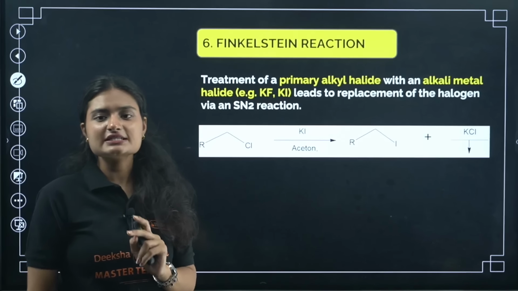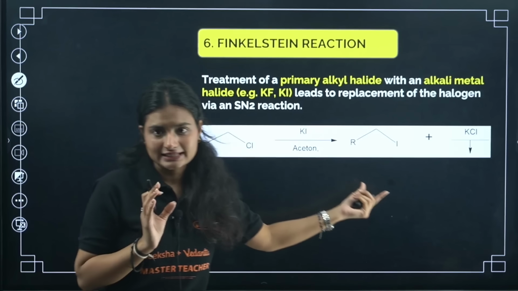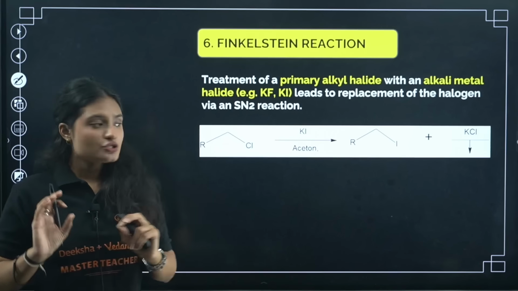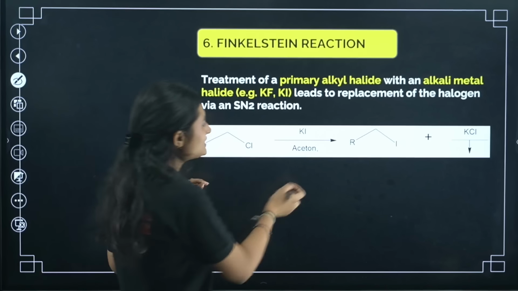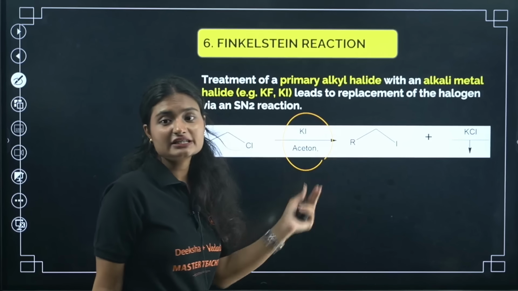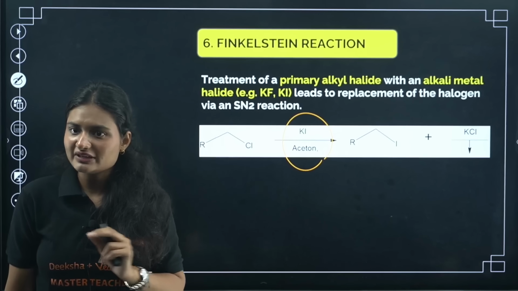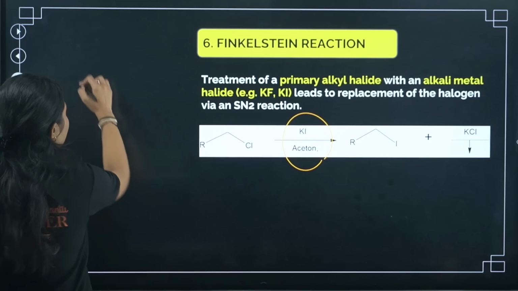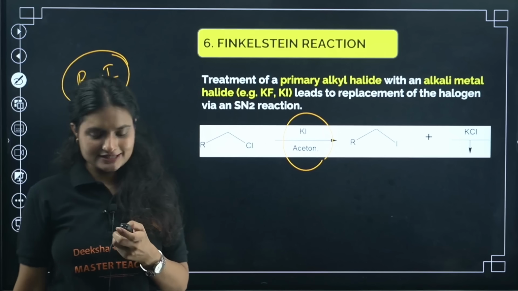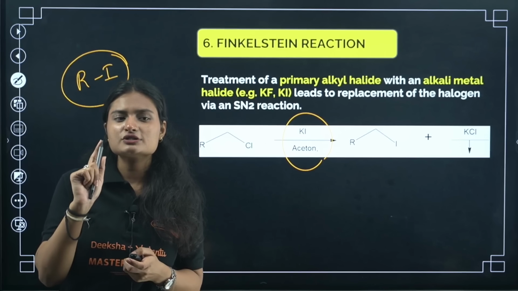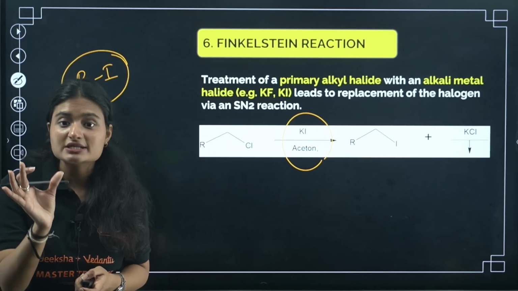Now the next reaction is Finkelstein reaction. The Finkelstein reaction is used for the preparation of iodoalkanes. You are given chloro or bromoalkanes, and when they are treated with KI in acetone, we get iodoalkanes. That is the reaction. Simple. Now the next reaction, yes, we have a similar reaction that is used to synthesize fluoroalkanes, that is alkyl fluorides. That reaction is your Swarts reaction.